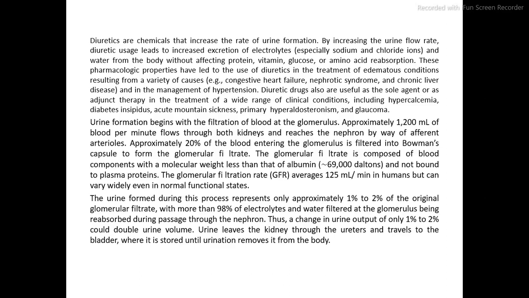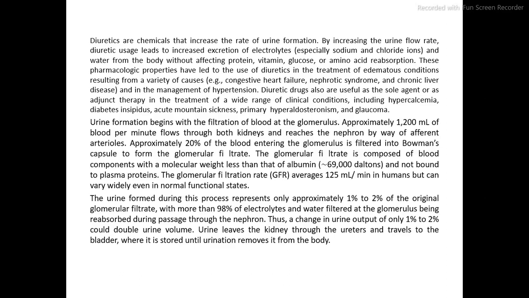So to accomplish these functions, who is going to work? That is the nephron. The nephron is going to accomplish these two functions. Each kidney contains about 1 million nephrons, and each nephron is capable of urine formation.